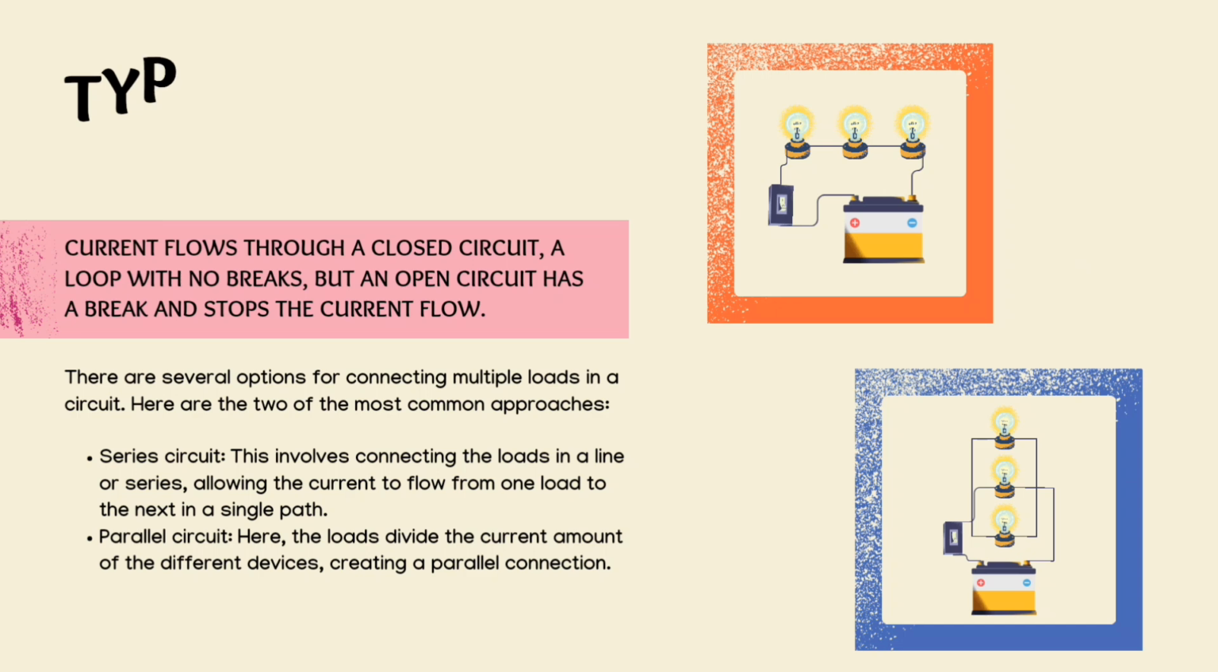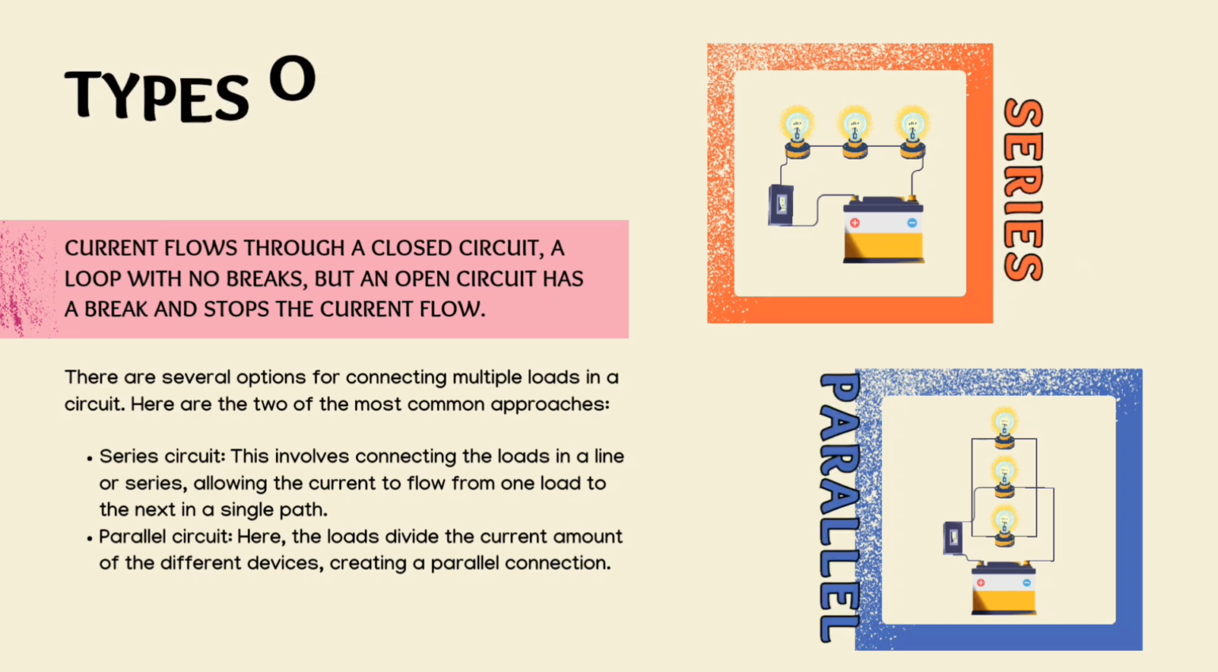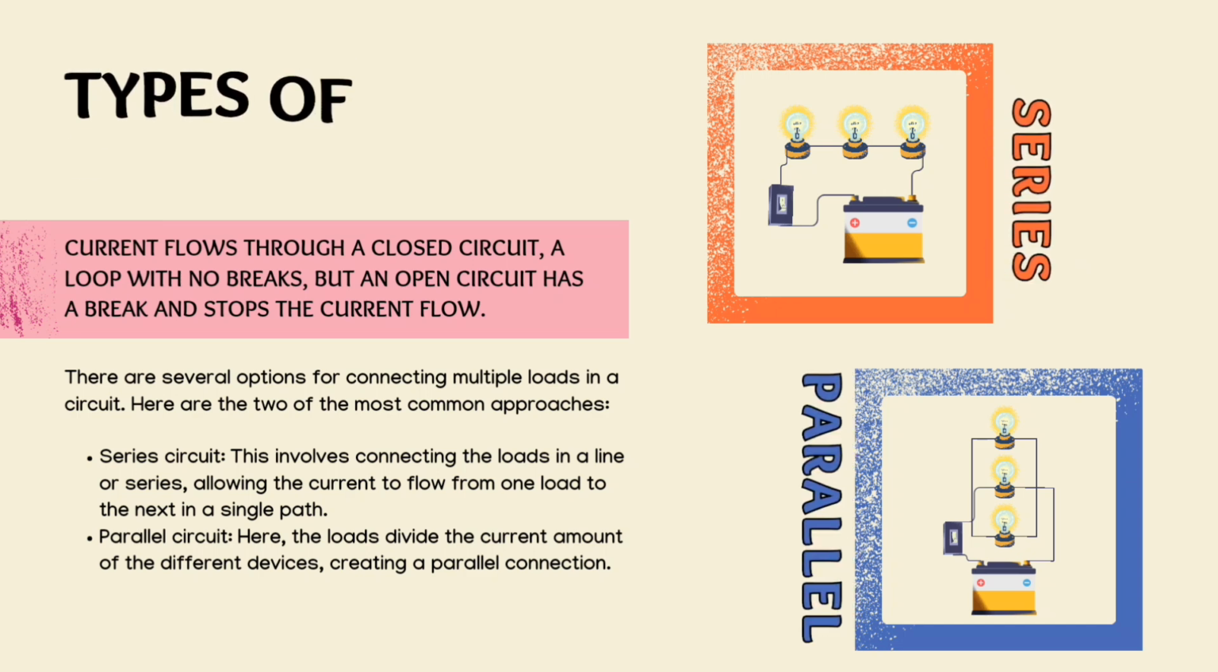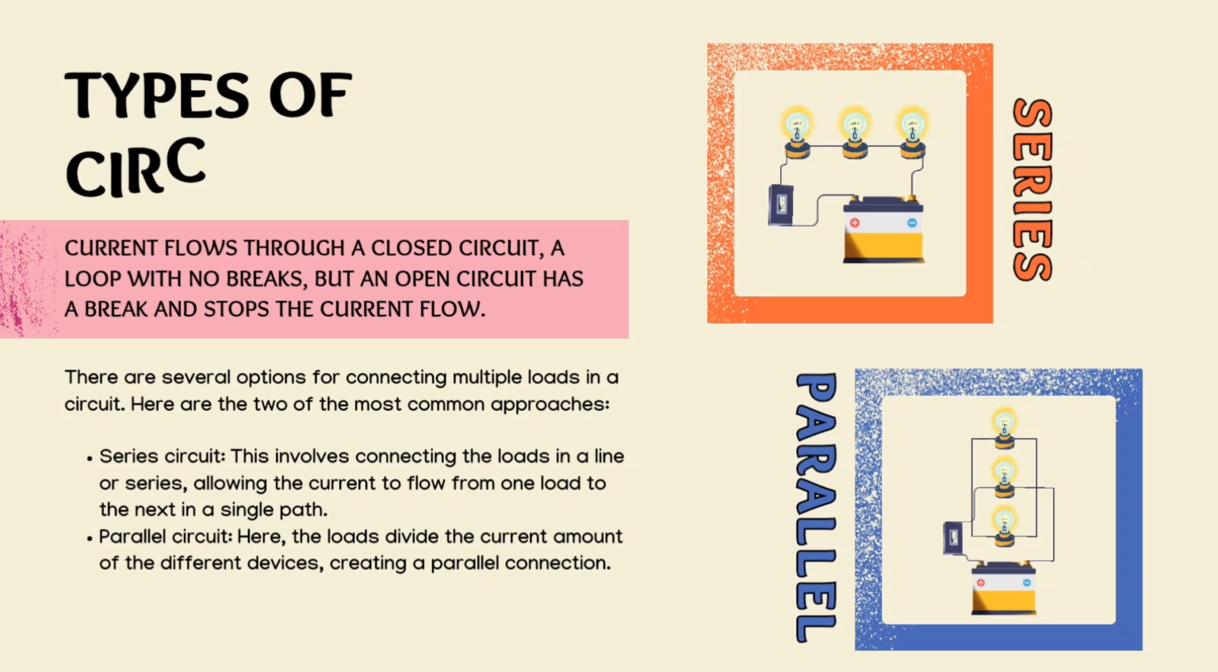Now we would study about the types of circuit. Current flows through a closed circuit, a loop with no breaks, but an open circuit has a break and stops the current flow. There are several options for connecting multiple loads in a circuit. There are two of the most common approaches. Series circuit, this involves connecting the loads in a line or a series, allowing the current to flow from one load to the next in a single path. Parallel circuit, here the loads divide the current among the different devices, creating a parallel connection.